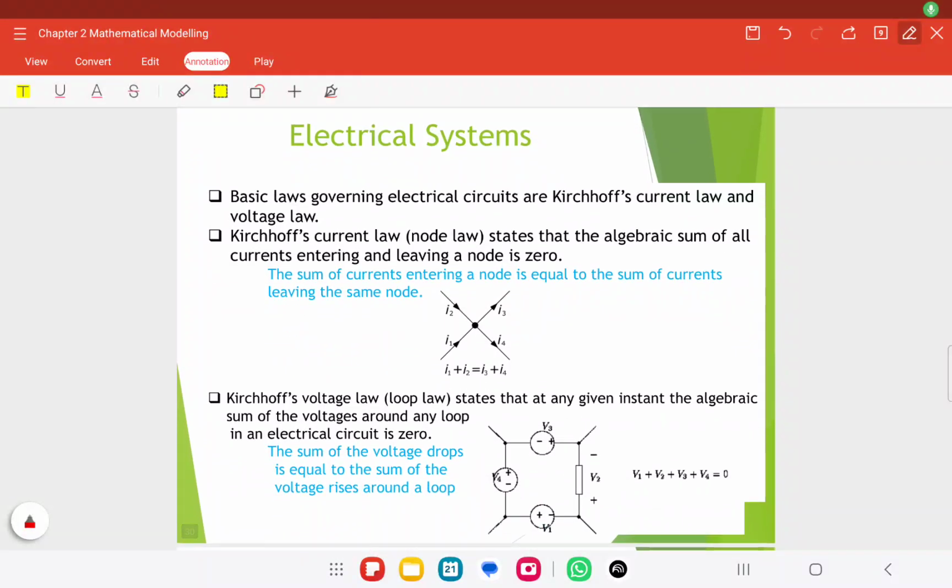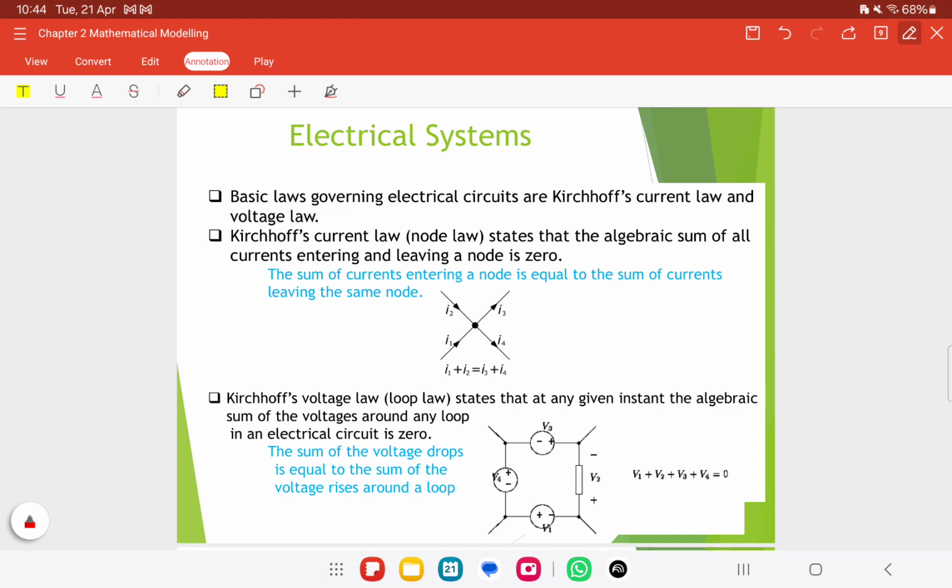Okay, for electrical system, we have a few laws that you learned before this. This is not new for you: Kirchhoff current law and Kirchhoff voltage law. For the Kirchhoff current law, what does the theorem state?